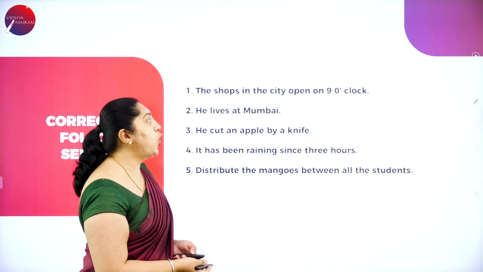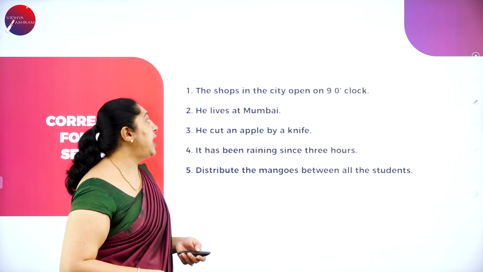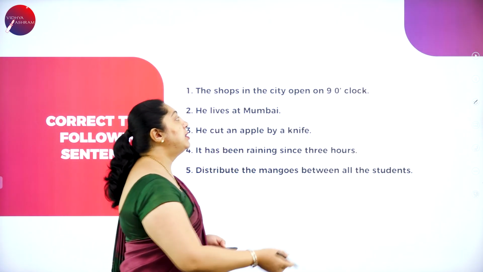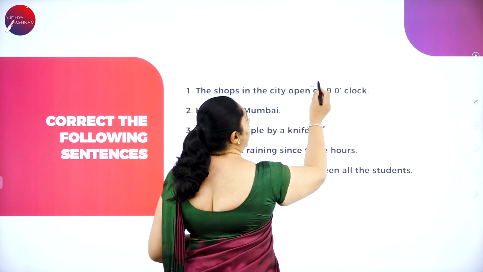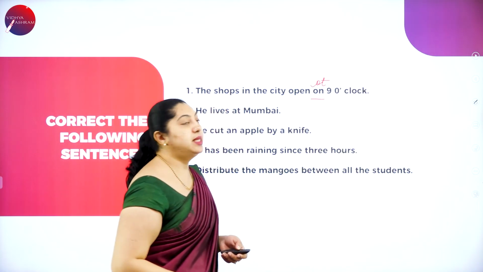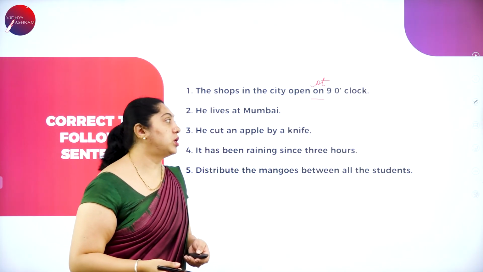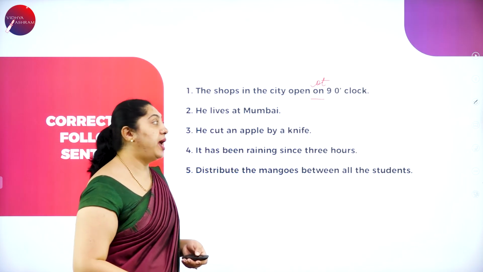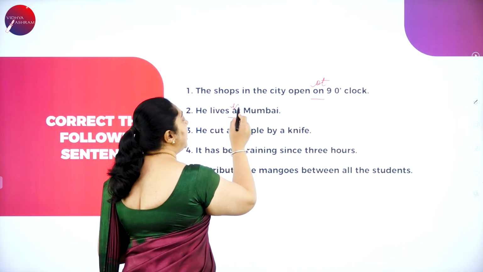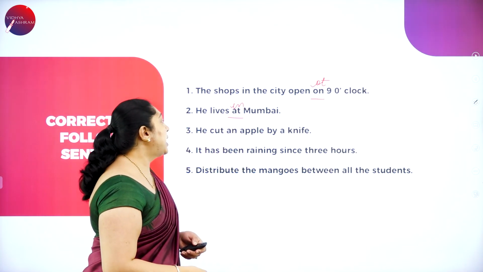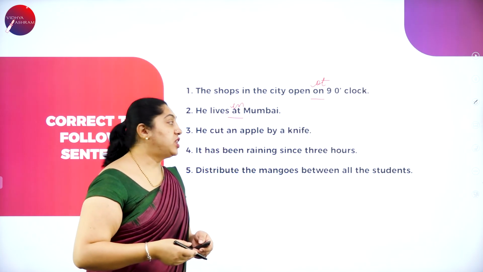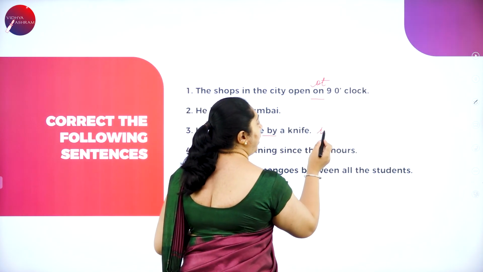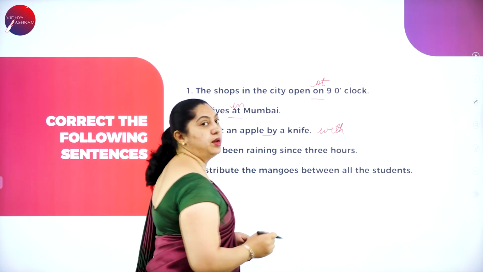The shops in the city open on 9 o'clock. So what is the error here? The error is on. It is not on, it's at. The shops in the city open at 9 o'clock. He lives at Mumbai. Can you identify the error here? That is in. He lives in Mumbai. He cut an apple by a knife. Is it by a knife? No, it is wrong. It is not by, it is with. He cut an apple with a knife.